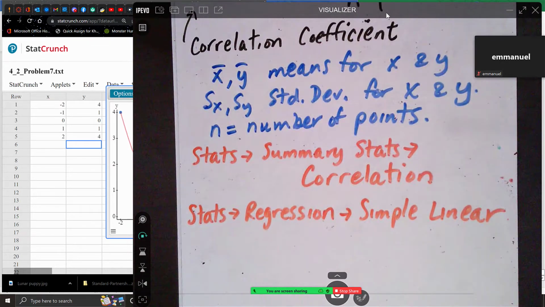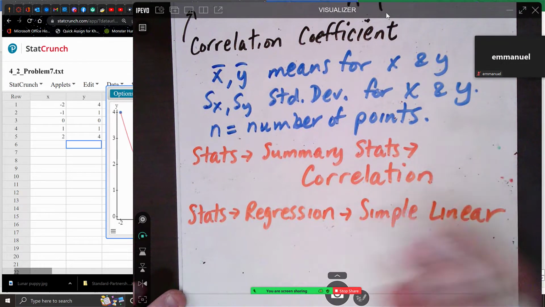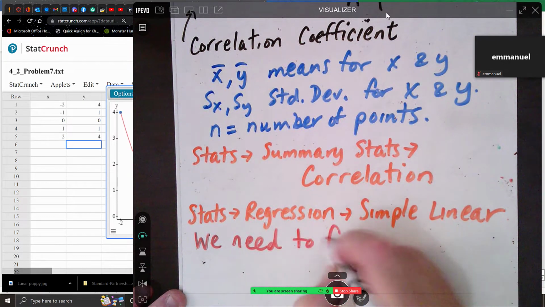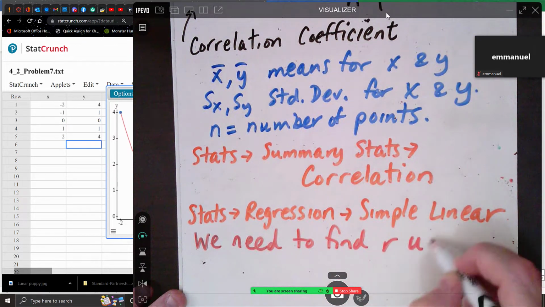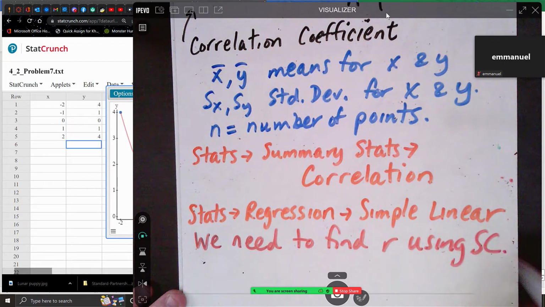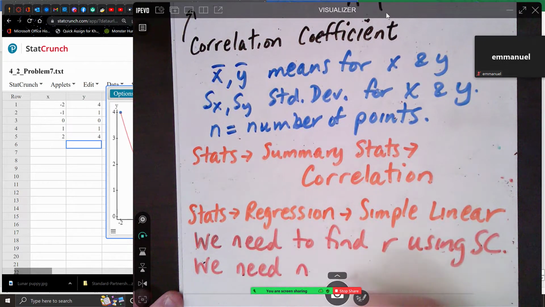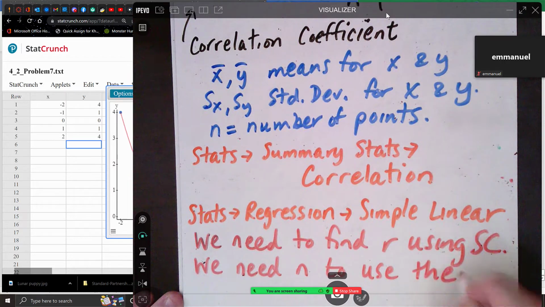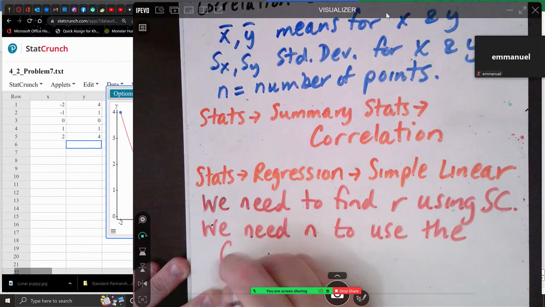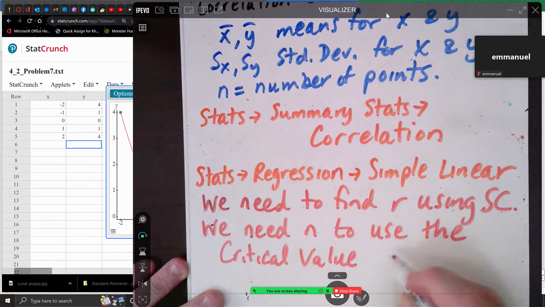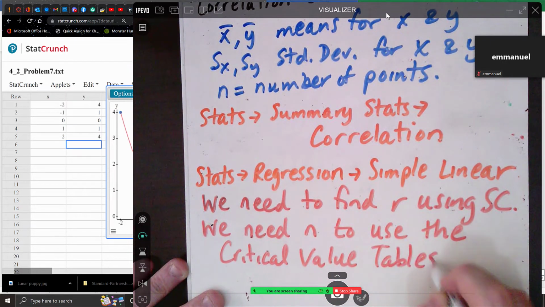What we will need for problems is to know how to get the correlation coefficient. We need to find R using StatCrunch preferably, and we need N to use the critical value tables, which I will show you in a second. Most problems that have you do this load up the critical value tables right in the problem so you can look for them there.